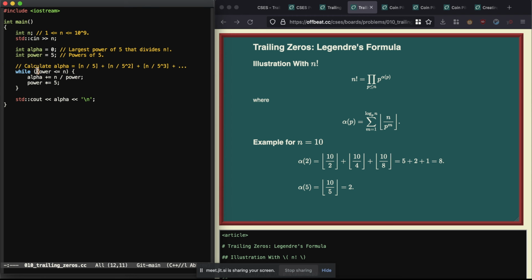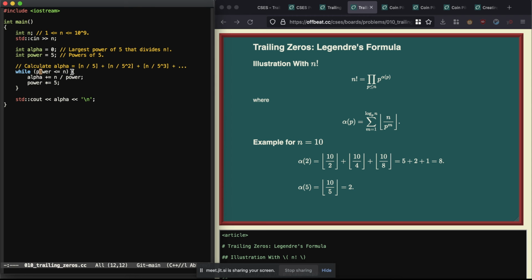So as long as that power is less than or equal to n, it is not exceeding n, we have some work to do, because if 5 to the power something is greater than n, then it will obviously not divide n. Anything that divides n has to be less than or equal to n. That is why this condition.